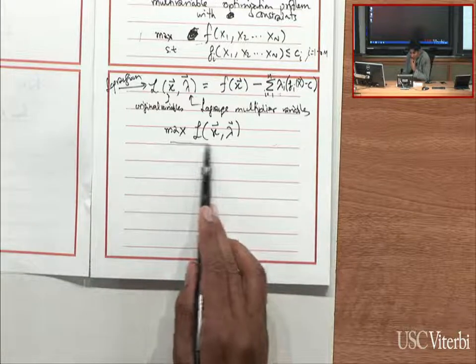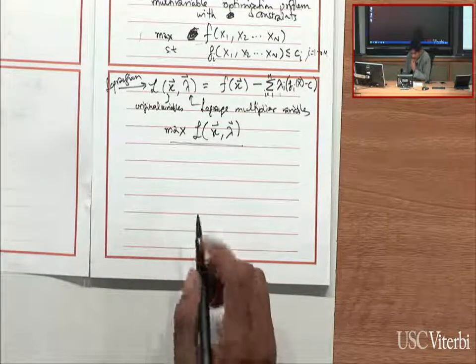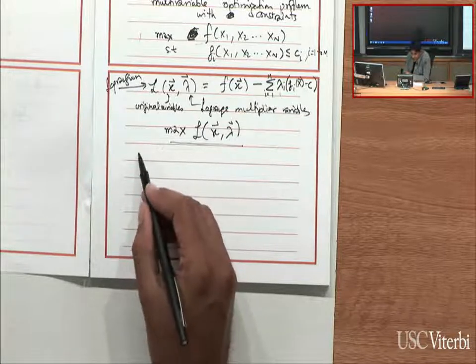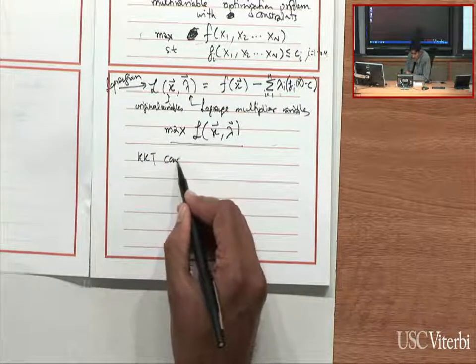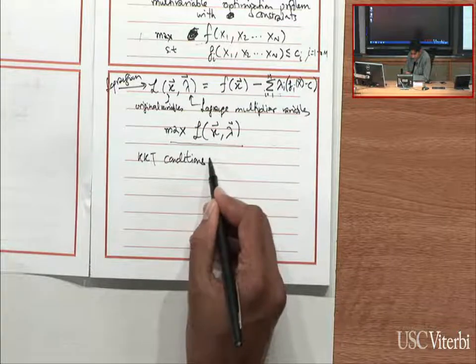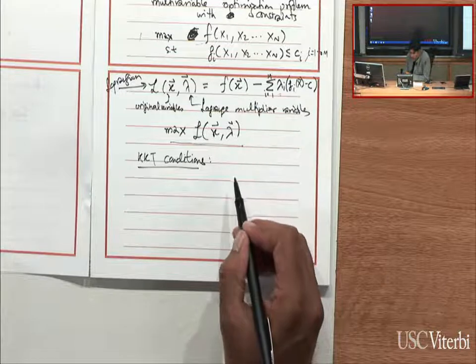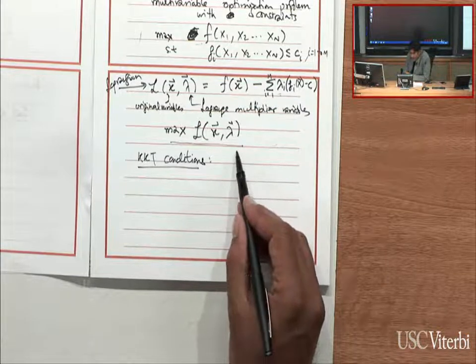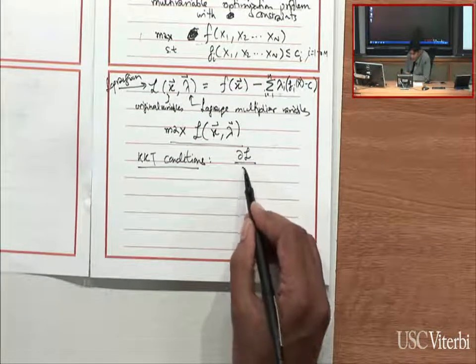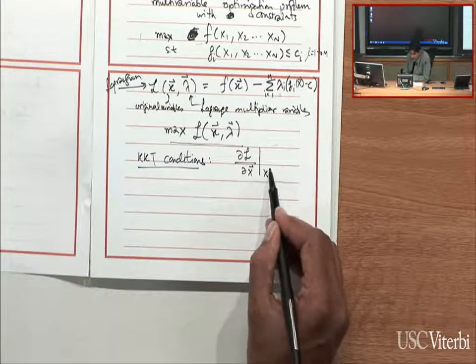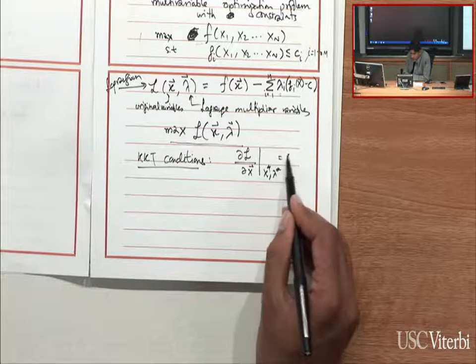And the way you maximize this Lagrangian is you find a set of points that satisfy something called KKT conditions. And these KKT conditions basically specify things like, the derivative with respect to all of these at the optimal point must be 0.